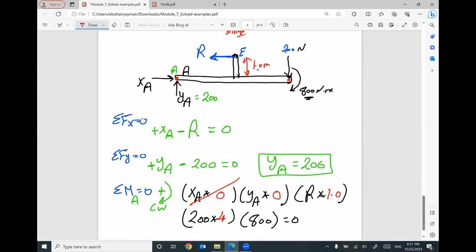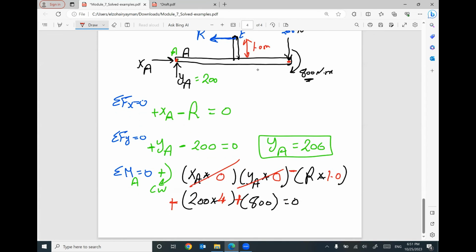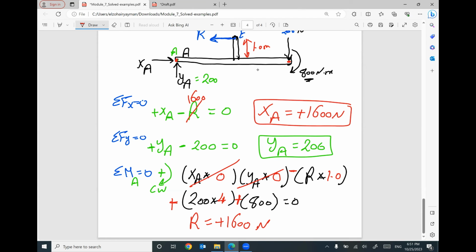I don't care about the direction of this one or the direction of this one. R times 1 will rotate counterclockwise, will be negative. 200 times 4 will rotate clockwise, will be positive. 800 is given clockwise, will be positive. The only unknown in this equation is your R. I can find out the value of R. It will be positive 1600 Newton. If you go back here and put R as 1600, the value of XA will be positive 1600 Newton. So this reaction equals 1600. Does that make sense?